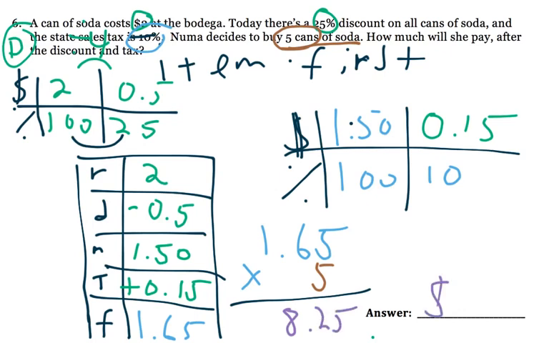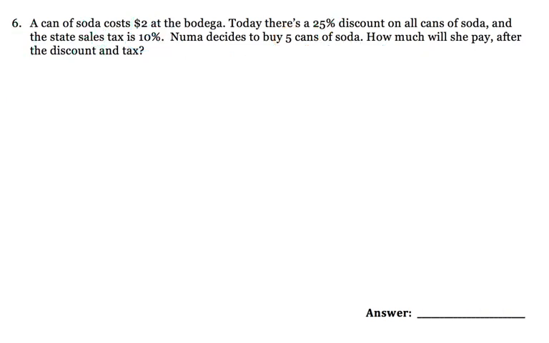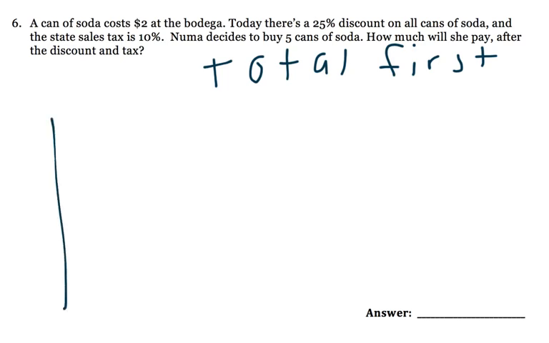So the final answer is that Numa is going to pay $8.25 for her 5 cans of soda. But as I said, there's a second strategy we can use to solve the problem. So the second strategy we can call the total first strategy. So this involves first figuring out the retail price for all 5 cans of soda.